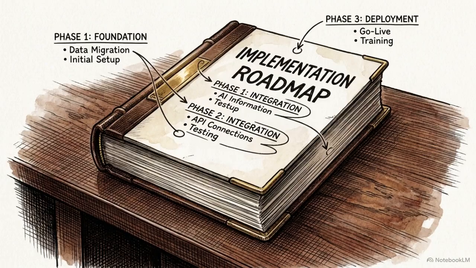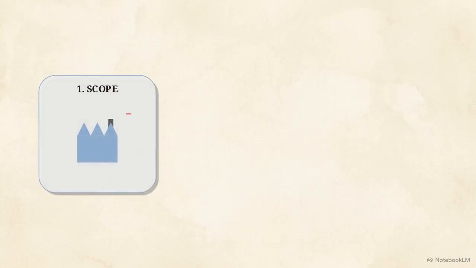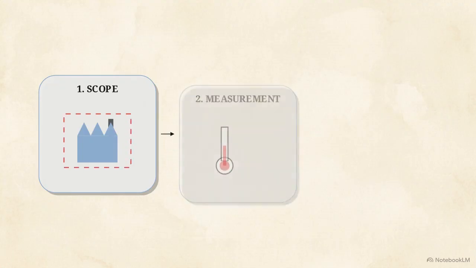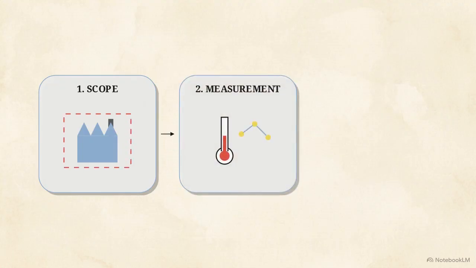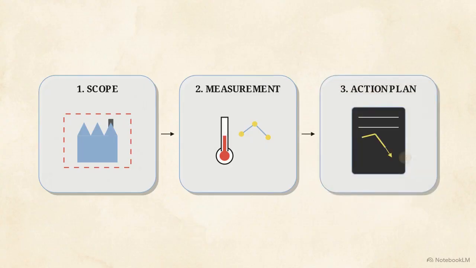Identifying a thermodynamic inefficiency is intellectually interesting, but it is practically useless unless it is packaged into a costed, risk-assessed, and phased delivery plan. The process moves strictly from scoping the physical boundaries to extracting raw thermodynamic data on the plant floor to delivering an executive financial roadmap.